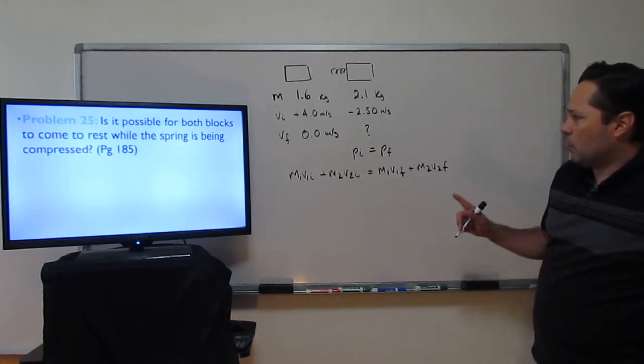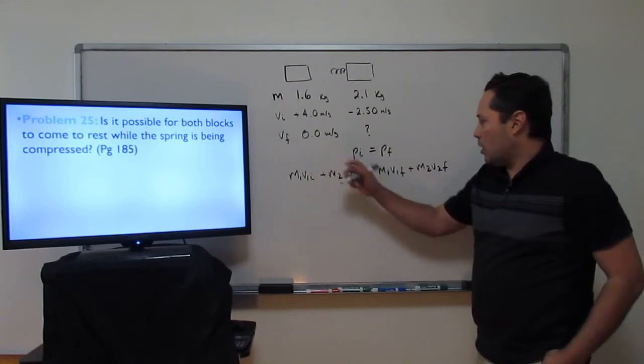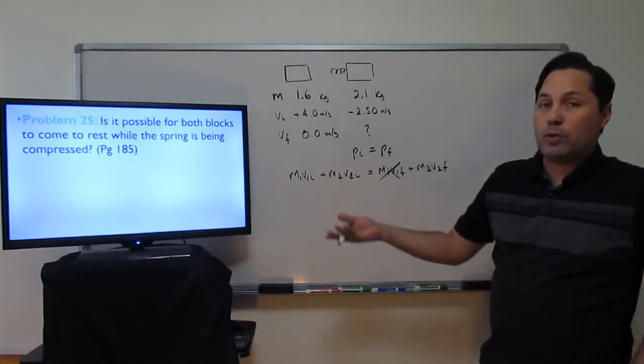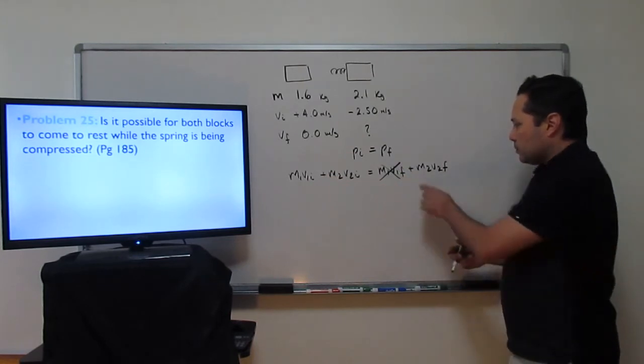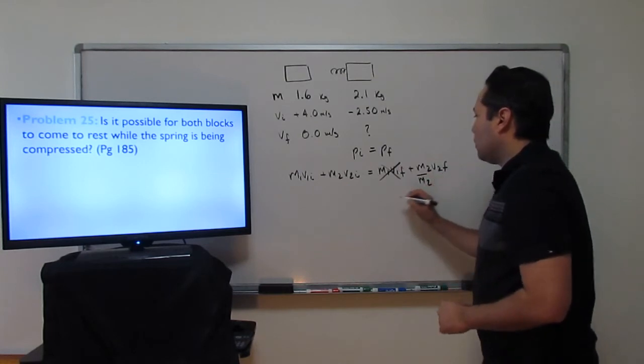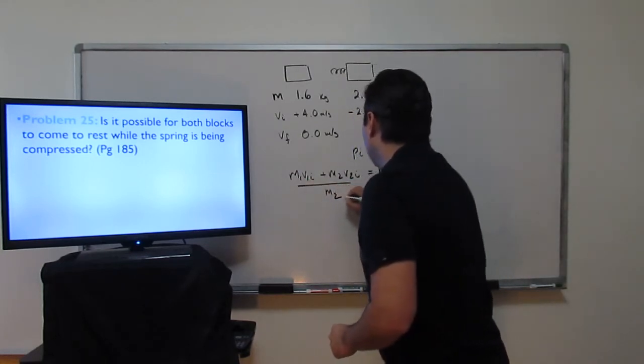One of these we can get rid of. We're going to say that velocity final of object 1 is gone since the velocity is 0, because it says it's going to come to rest. Alright, so we're going to leave that out. And now we're just going to divide both sides by m2, and that's going to give us our formula we need to verify.